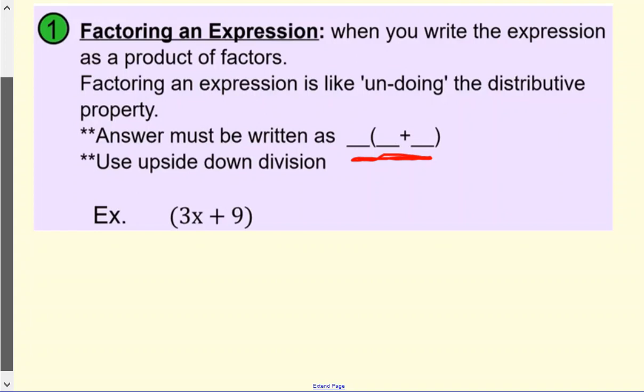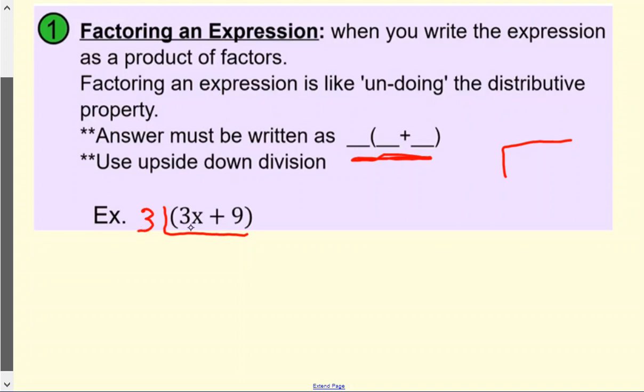And one of the ways that we can do this is using a method called upside down division. So what that means, instead of having the division sign going this way, we're actually going to use it the opposite way. In this example, we have the expression 3x plus 9, and we need to factor out the biggest number that goes into both of these, the 3x and the 9. So for this one, both of these terms can be divided by 3.